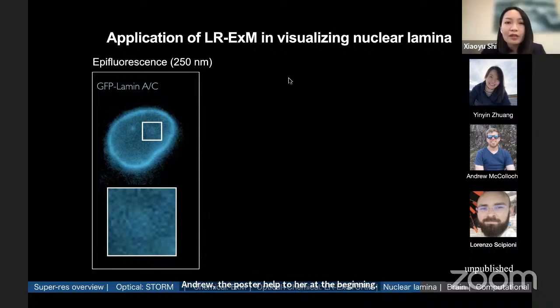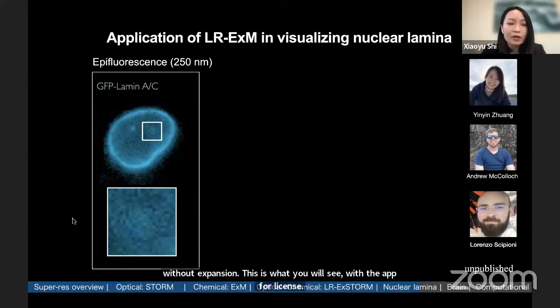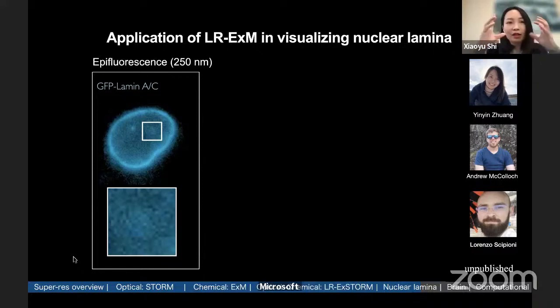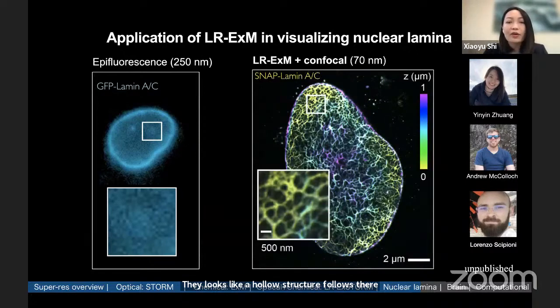Without expansion, this is what you will see with the epifluorescence microscope for the lamina. They look like a hollow structure, a hollow sphere around the nucleus. With the LR ExM plus confocal, you can see a beautiful meshwork formed by lamin A, and you can also see the 3D structure straightforwardly.